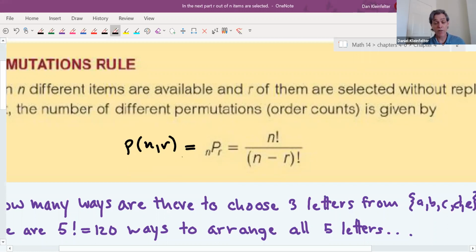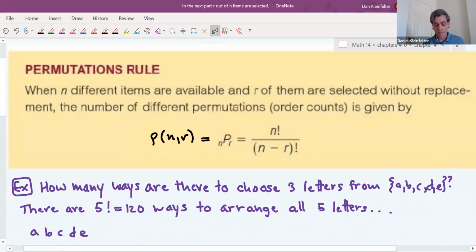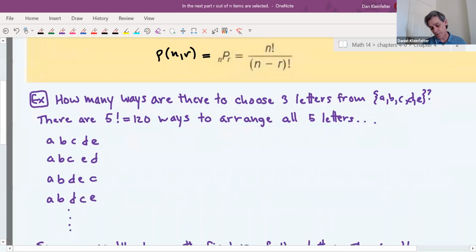How many ways are there for you to choose those r things out of n and have the order matter? And how you calculate it is n factorial, the number of ways of arranging all the items, divided by n minus r factorial, which is the number of ways of arranging basically the non-selected items. So we want to see how this formula comes about.